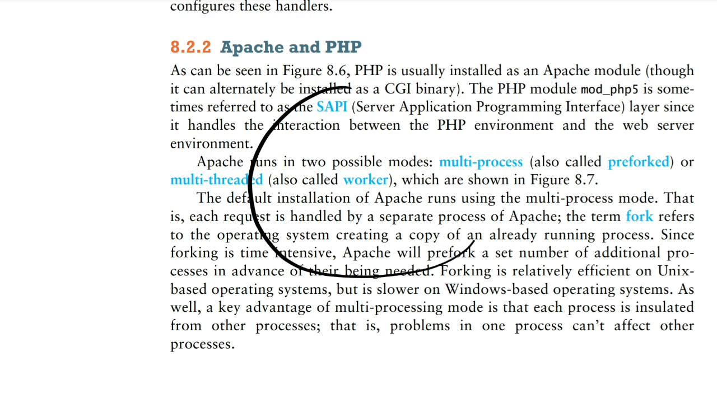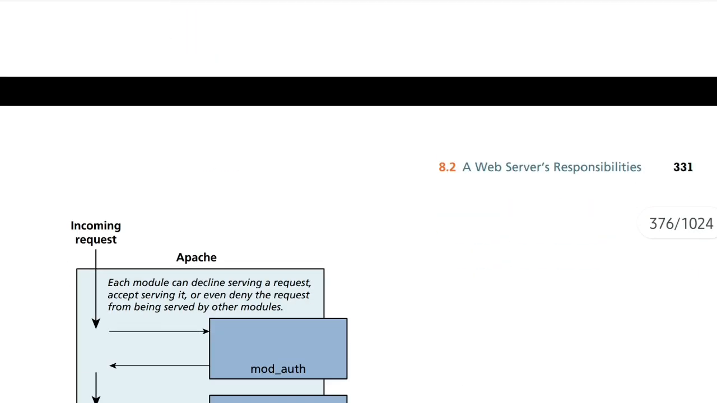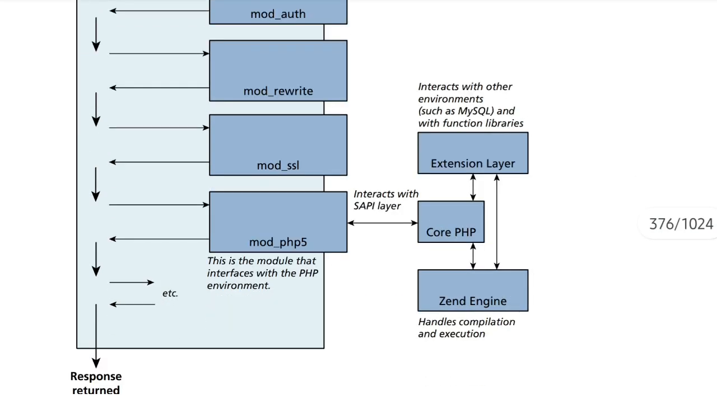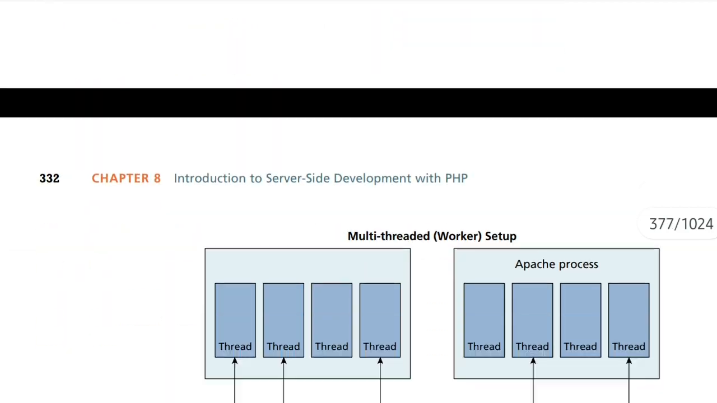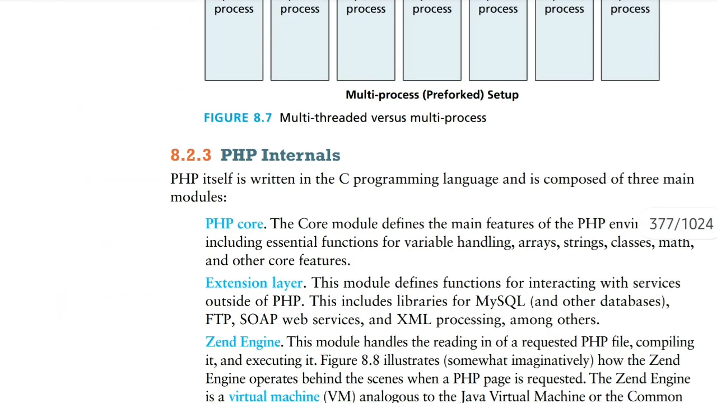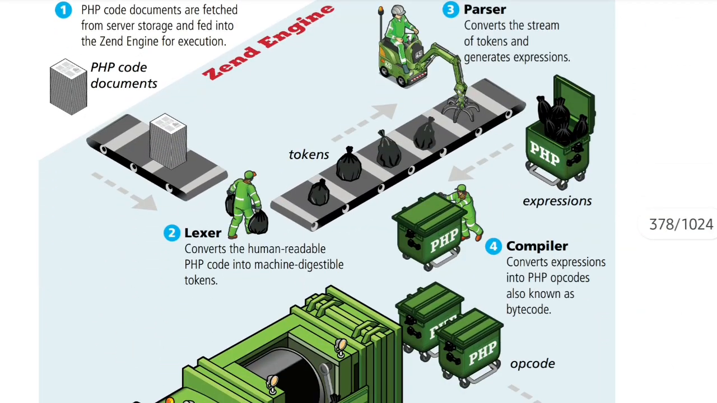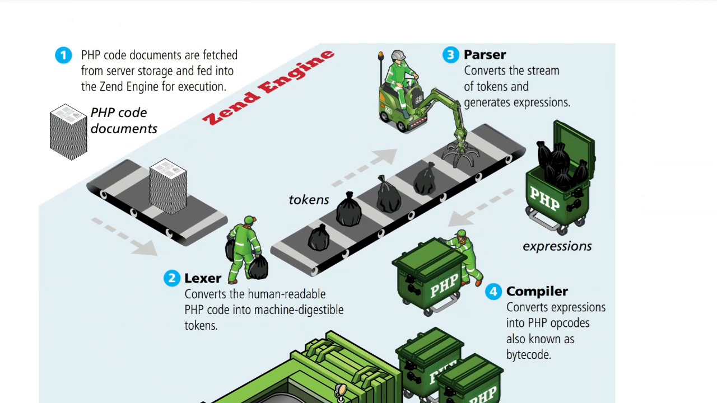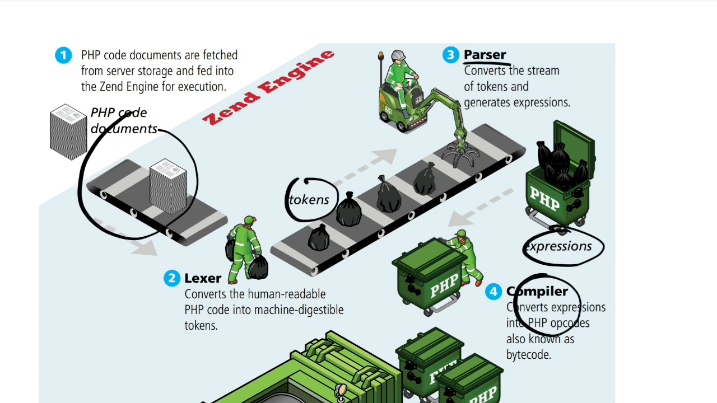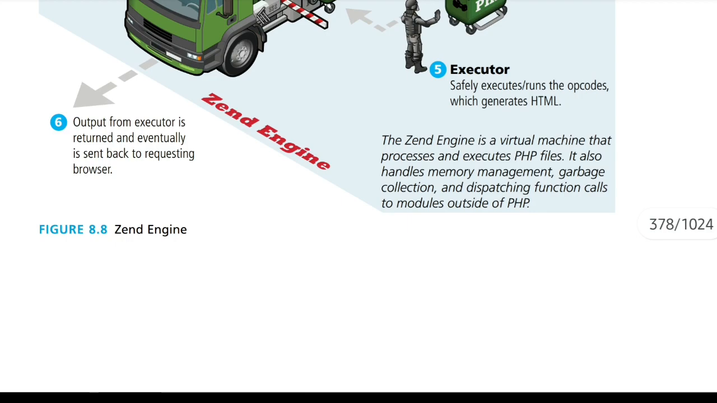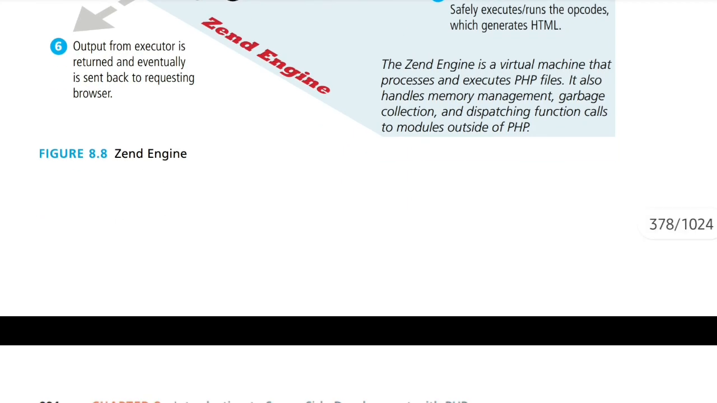And these are just the general information of what PHP and Apache are. You just need to know what Apache, Linux, and PHP are and where they lie in the operating system. You need not focus much on these. Multi-threaded means multiple requests happening at the same time. PHP internals means it consists of the PHP core, the extension layer, and the Zend engine. The Zend engine is nothing but our compiler. Here the code gets converted to tokens. The tokens get parsed and expressions form, and the compiler compiles them, and that is sent as opcodes to the executor. That is the same principle of a compiler that the Zend engine uses.